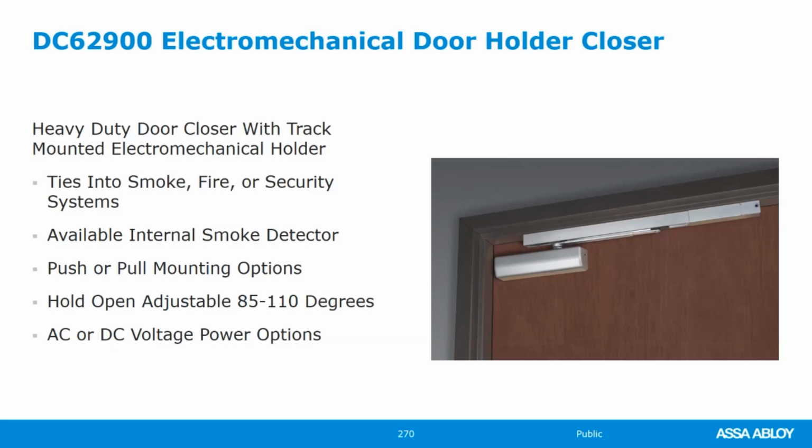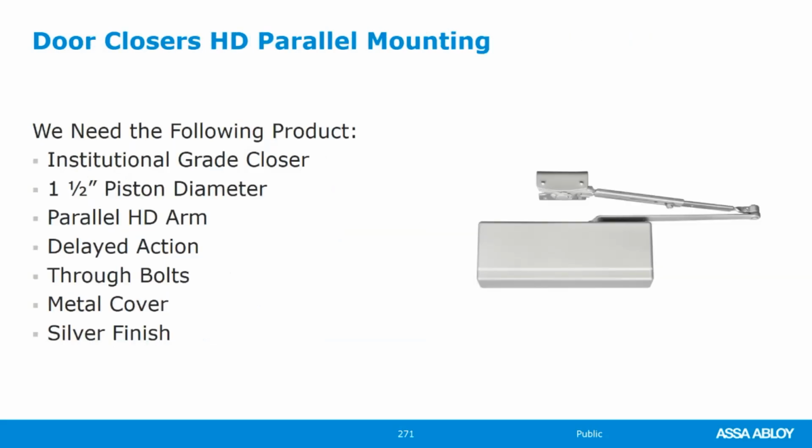Okay, let's keep going forward. We're going to do some part number and pricing exercises on a couple door closers. Let's take a look at an institutional grade, 1.5" piston diameter, parallel heavy duty arm with delayed action, with through bolts, a metal cover, and a silver finish. That silver finish, I'm going to assume, is a painted finish, 689 finish. So let's go ahead and get our catalog out.